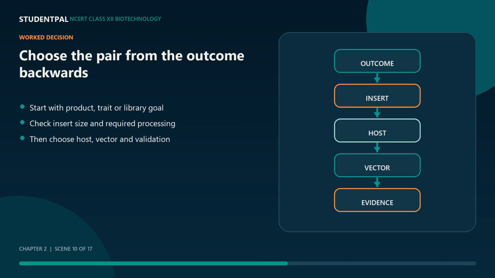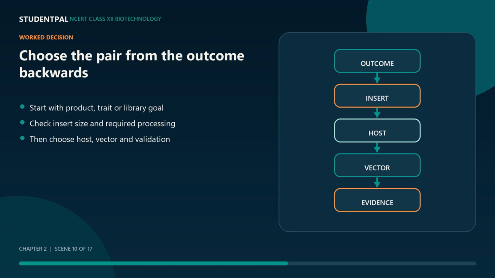Let us solve a host vector choice rather than memorize one. Suppose the goal is to propagate a modest DNA fragment for sequence analysis. A compatible bacterial plasmid and E. coli may provide speed, easy selection, and abundant DNA. Now change the goal to production of a protein requiring a particular eukaryotic modification. The same plasmid-host pair may copy the gene yet produce an unsuitable product, so a compatible eukaryotic expression system becomes more appropriate.